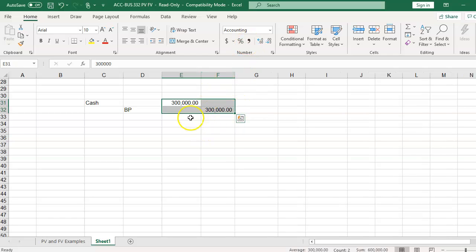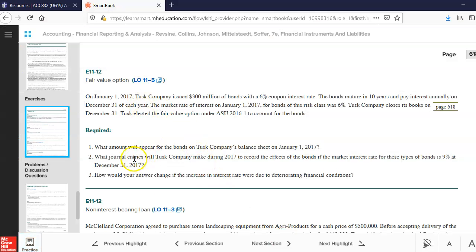Now, that's the first question. So let me go back here. I'm going to get ahead of myself if I don't. So what amount appears January 1 of 17? I just showed you that entry. That was a January 1 entry. Number 2, what entries will they make in 17 to record the effects of the bonds if the market interest for these types of bonds is 9%? What if it changes? Okay, so we'll come back and show that.